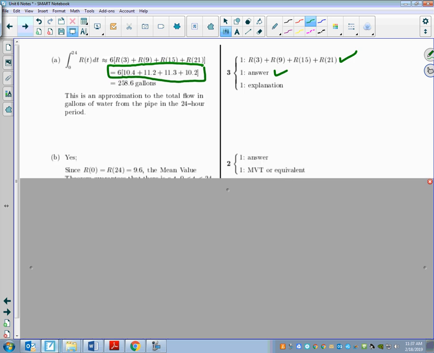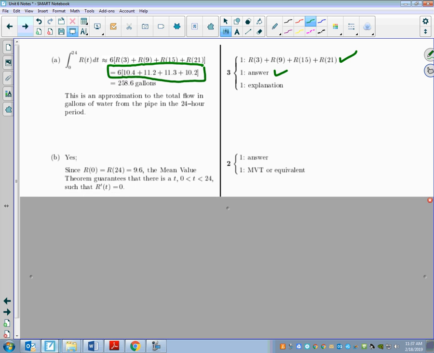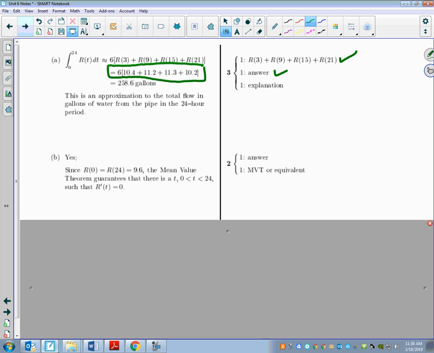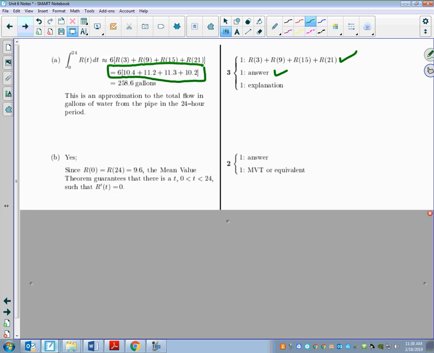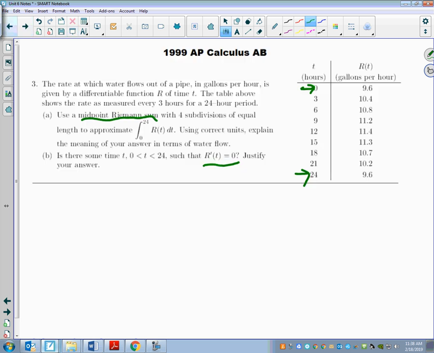Yeah, so they say since R of 0 and R of 24 both equal 9.6, the mean value theorem or Rolle's theorem represents that. So mean value theorem or equivalence, that's going to be true, that the derivative is going to equal 0. Okay?